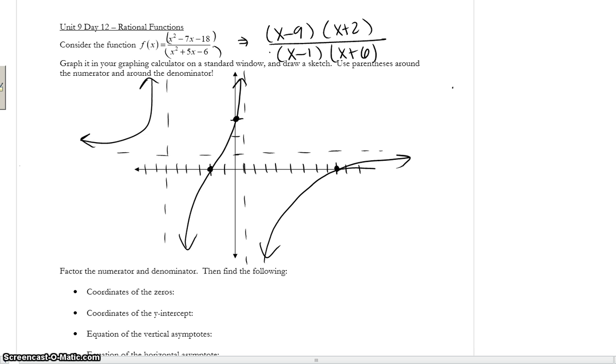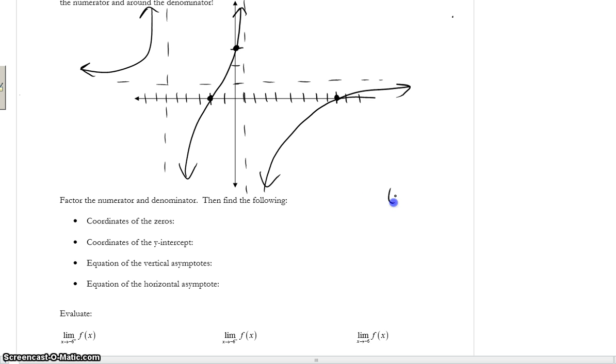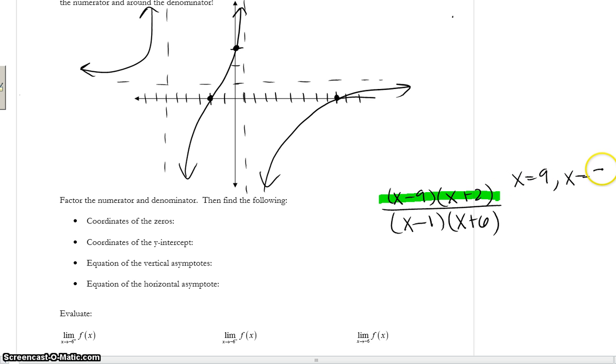Okay, so you should have gotten this, and I'm actually going to write it down here so that we can see it better: (x plus 2)(x minus 9) over (x minus 1)(x plus 6). Okay, so we've got it factored now. So it says find the coordinates of the zeros. Our zeros are actually going to be in our numerator. So this tells us that our zeros are at x equals 9 and x equals negative 2. So we have that highlighted here. We've got negative 2 and we've got 9 right here.